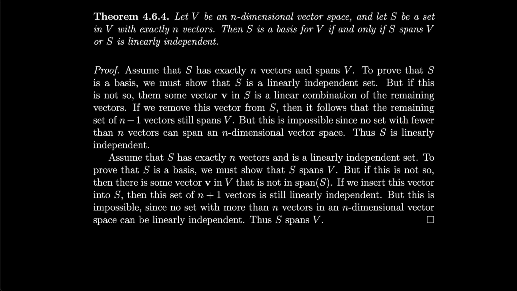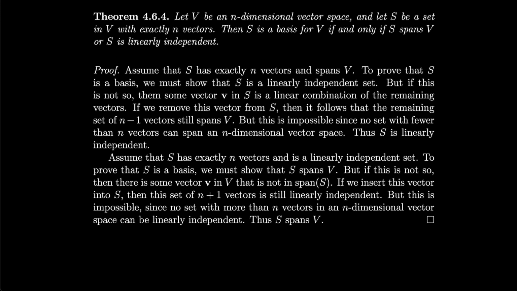Okay, next up, how about we assume that S has exactly n vectors and it's linearly independent? Let's show that we get the fact that it's spanning for free. To prove it's a basis, we have to show it spans, so let's again assume that it doesn't span, and we'll show that's impossible. Okay, if it doesn't span, then there must be some vector v in V that is not in the span of S. Let's insert the vector into S. So then we have a set of n plus 1 vectors that is still linearly independent by the plus-minus theorem. But that's impossible, since no set with more than n vectors in an n-dimensional vector space can be linearly independent. One of them would have to be a linear combination of the other ones. So our assumption must be false, and therefore S must span V.